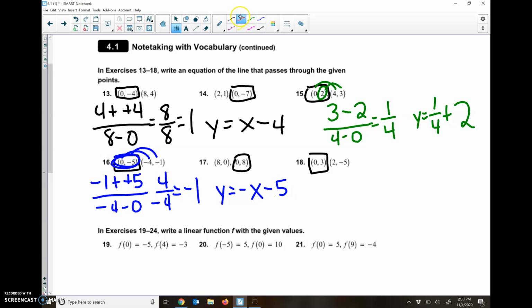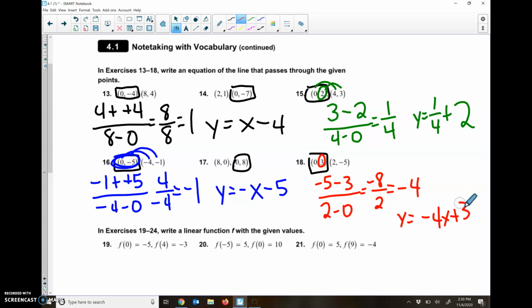And I'll do one more like this, number 18. So I have -5 minus 3, and then 2 minus 0. So -5 minus 3 gives me -8. 2 minus 0 gives me 2. That gives me -8 over 2, which gives me a -4. Same thing, they gave me my y-intercept. It's there, 3. So -4x plus 3.